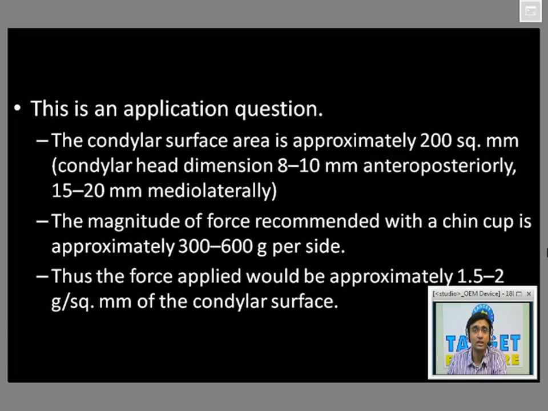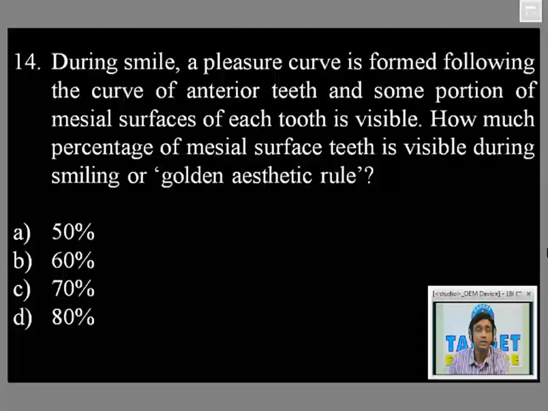Now the magnitude of force for chin cup is at least 300 grams per side. We consider only one condyle. So if you divide 300 grams of force by the square millimeters of condylar surface area available, we get 1.5. So the force applied would be at least 1.5 and the greater value will be 2, maximum 2, or maybe 3 if we go by 600 grams per side. I hope you have got the answer. So we move on to the next question, which is the 14th.